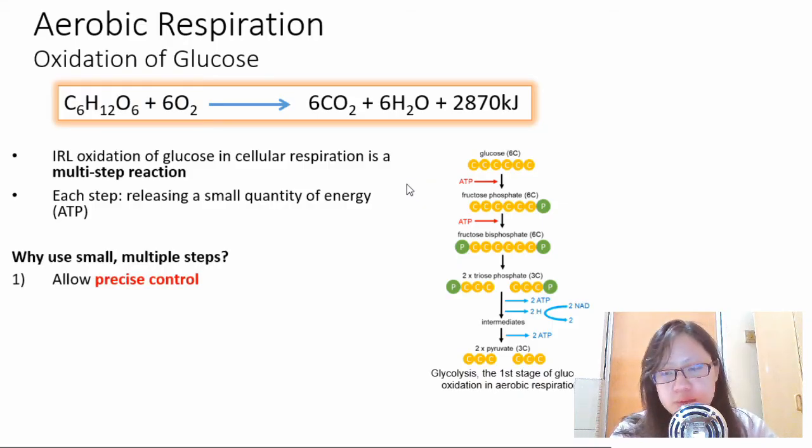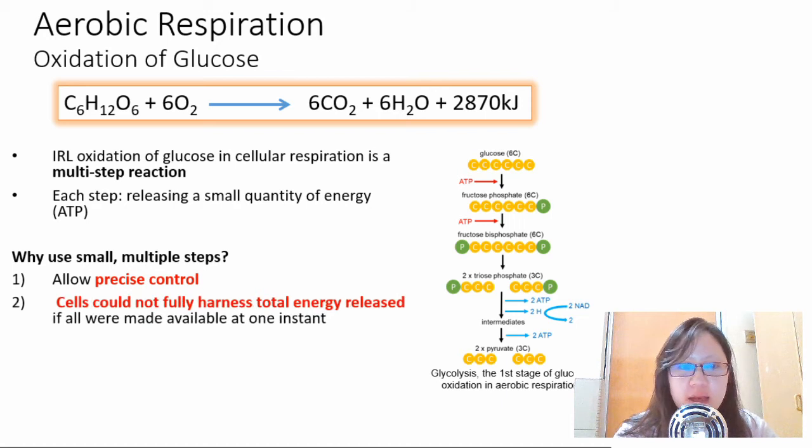Well, the more steps we have, it allows us to have precise control over what is going on. We can stop it, we can accelerate it according to what the body needs. Secondly, even if all the energy, 2870 kilojoules, is made available in one go, the cells could not fully harness the total energy release. So there's no point in trying to finish it as quick as possible. And also, there might be a lot of wastage when the energy release is not used up.